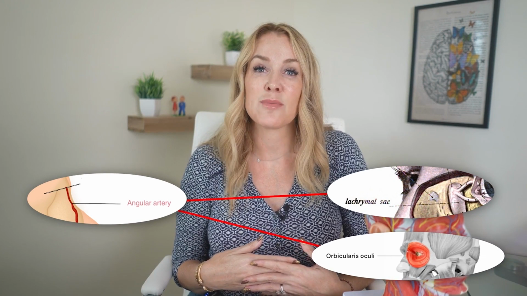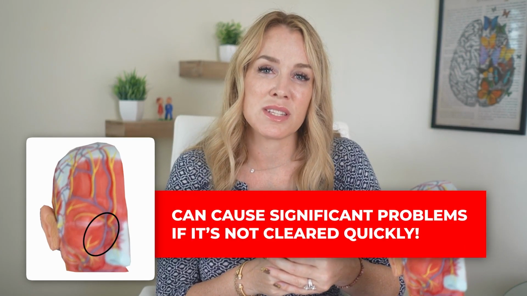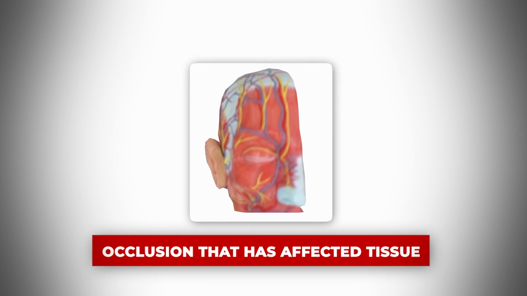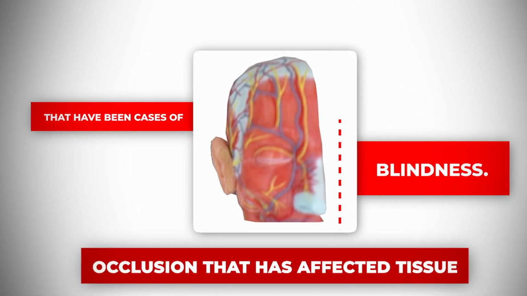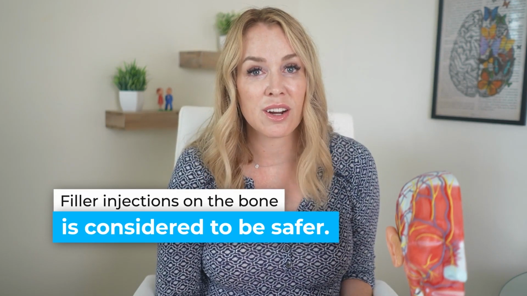The angular artery supplies the lacrimal sac and the orbicularis oculi muscle and surrounding tissue in here. Occlusion here can cause significant problems if it's not cleared quickly. As mentioned earlier, I have seen an occlusion here that has affected tissue from below the lip all the way up into the forehead. And there have been cases of blindness from injections in this piriform space, just as there has been in almost every area of the face. Filler injections on the bone is considered safer here, although there are some cases where anatomical variants have placed this artery at the level of the bone.